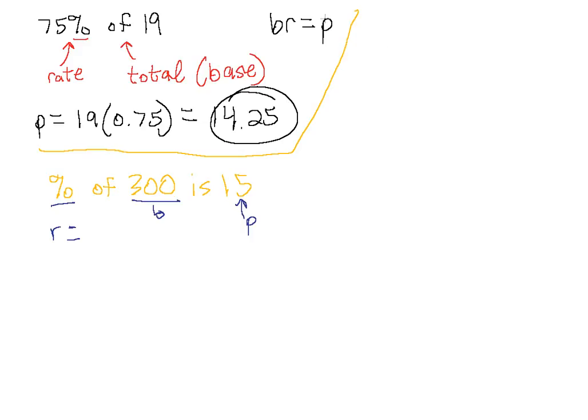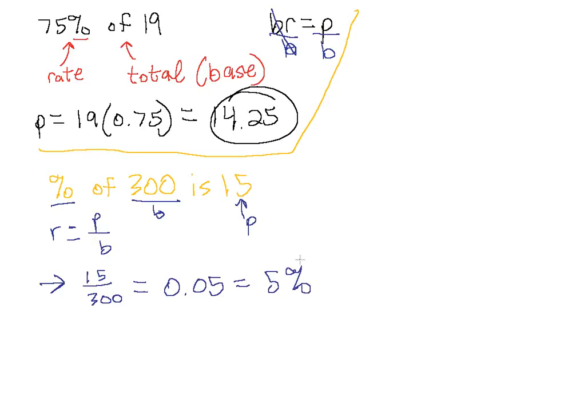So when we're solving our equation BR equals P, we're going to solve for R, which we saw in a previous example, that R equals P over B. What we do is simply divide both sides by B. This cancels, so R equals P over B. So we're solving for our rate, so we have our part, 15, divided by 300, and that's simply 0.05, or 5%, since we're asked for the percentage.